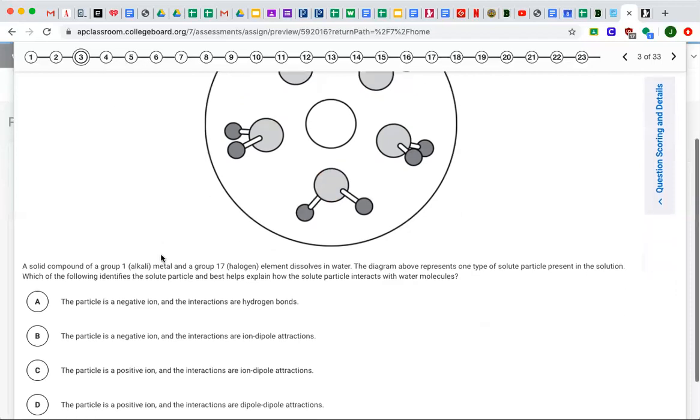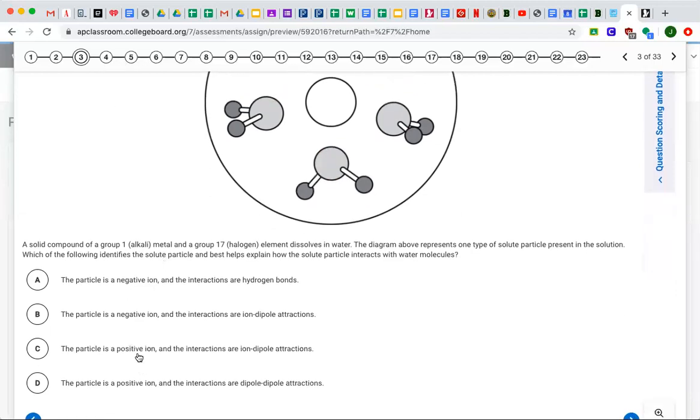So what's the answer then? I got C, ion dipole interactions. Yeah, that's correct. You've got an ion here and you've got a dipole here with the water. The dipole looks like this.